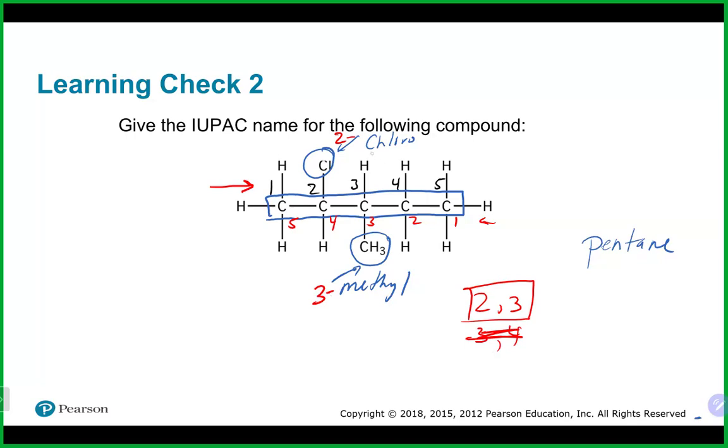So alphabetical here, we're going to go C before M. So we got a little 2-chloro, 3-methyl. And then just slap a little pentane at the end there. Should be in business, I hope. Yeah. Any questions on that one there? Okay.